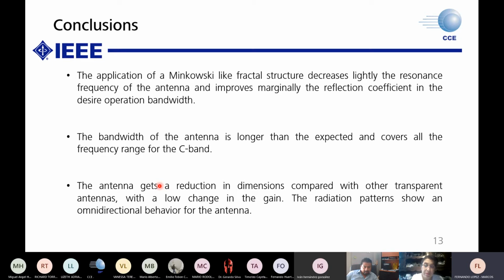In the literature, a lot of transparent antennas are presented like monopoles, for example, with a circular patch, a ring patch, or a hexagonal patch. Yes, that's right. Okay, right. Thank you very much. Thank you.